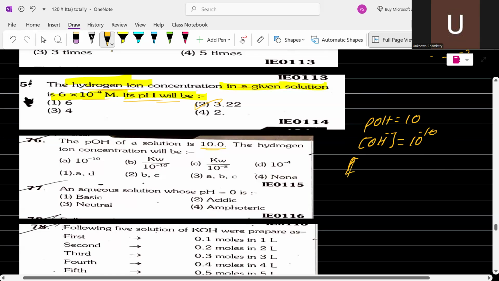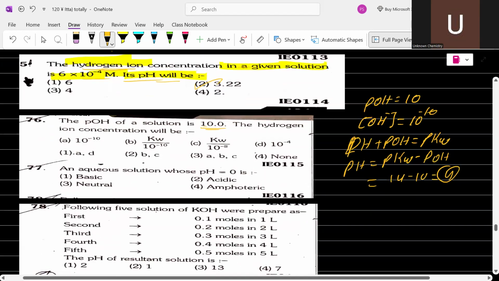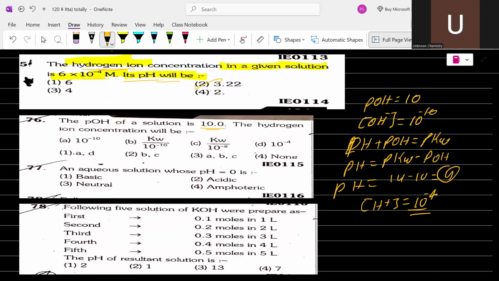in the formula pH plus pOH is equal to pKw, and we know that pH is equal to pKw minus pOH. pKw is 14 minus 10, it is 4. Right. In this way, the answer is not given as pH, but as H plus ion concentration. If pH is 4, then the H plus ion concentration will be 10 to the power minus 4. Right. So here, 10 to the power minus 4.